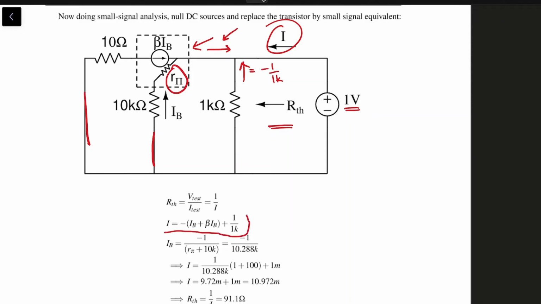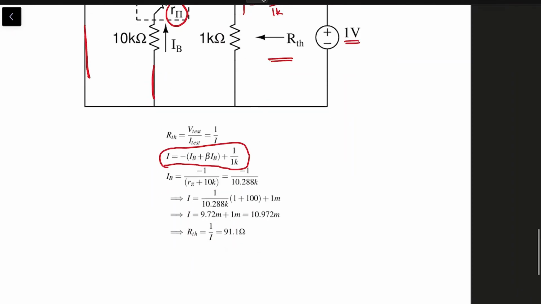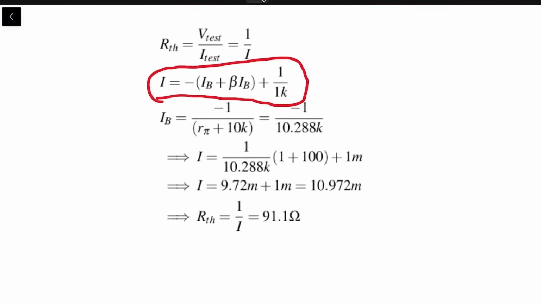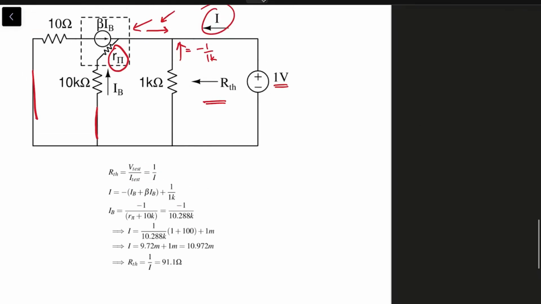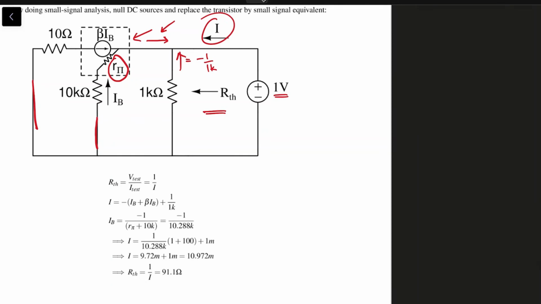So therefore we get I as minus of IB plus beta IB minus 1K, which is plus 1K. Finally, rearranging this, we will get that IB is equal to minus 1 by R pi plus 10K.